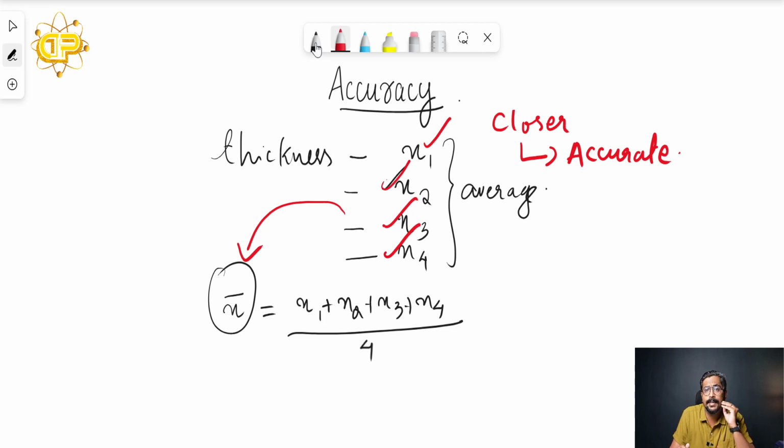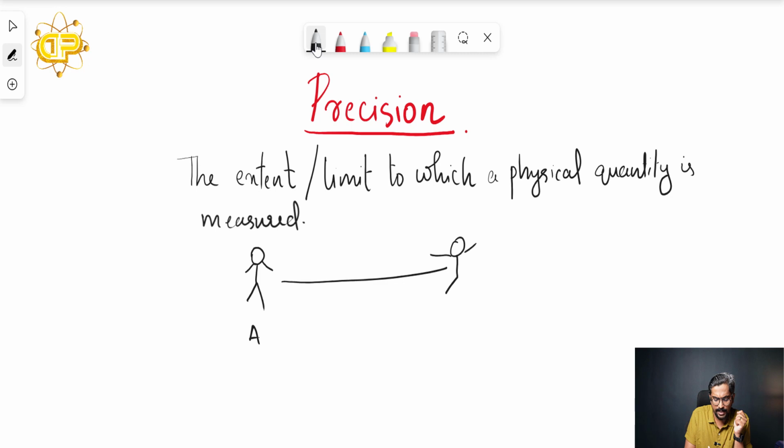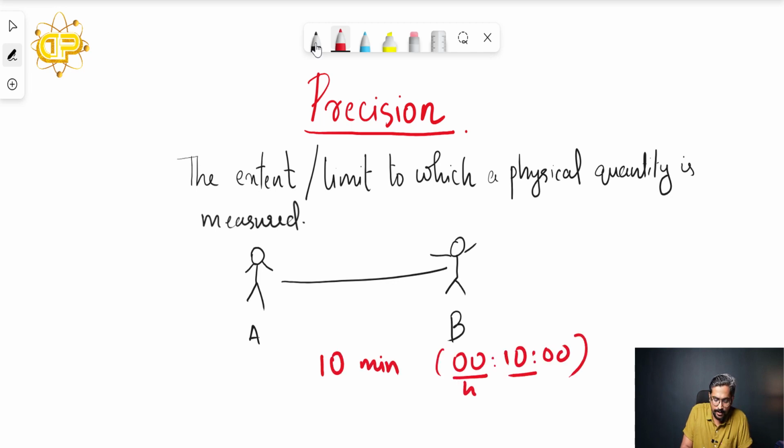Now the next word that we want to study is precision. Precision means the extent or limit to which a physical quantity is measured. How much extent you are measuring a particular physical quantity. For example, if a man is moving from one point, let us say A, to B, and the man has reached this particular point B, now you are saying the time taken by this man is 10 minutes. Let this be hours, this is minutes, and this is seconds.